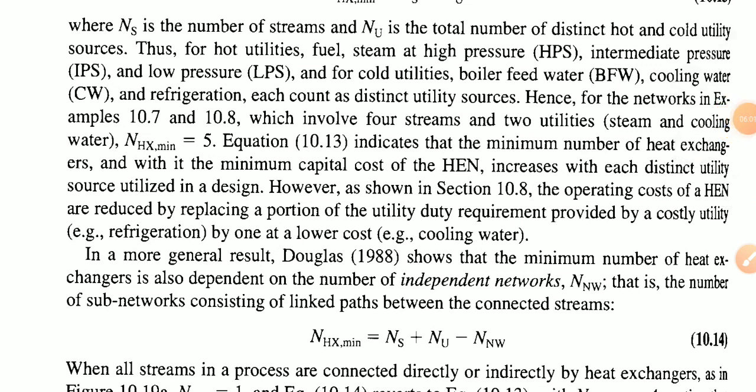Okay, hot and cold utilities. The hot utilities are fuel streams, high pressure steam that is HPS, then the intermediate pressure steam IPS, and the low pressure steam LPS. And for cold utilities, boiler feed water BFW, cooling water CW, and refrigeration each count as distinct utility sources.